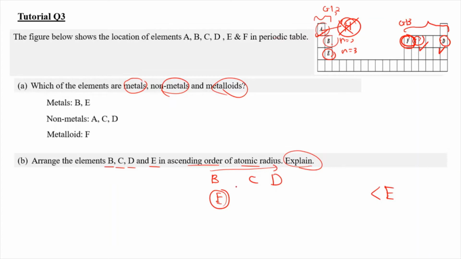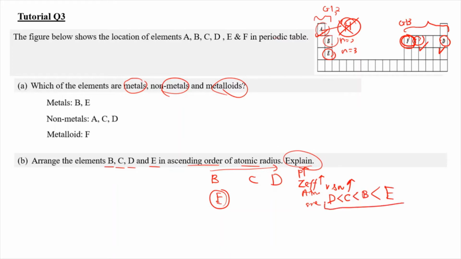And as you know, across the period, the proton number increases. So when the proton number increases, the Zeff increases as well. When the Zeff increases, the attraction between the valence electron and the nucleus will be increasing as well. And as a result, the size is going to decrease across the period. So when the size decreases across the period, you know that D is going to become the smallest one, followed by C, followed by B.